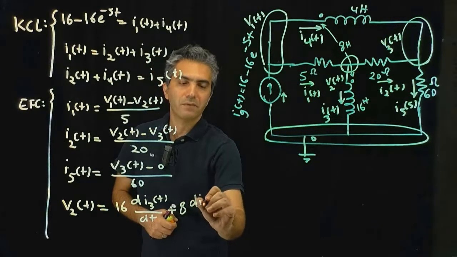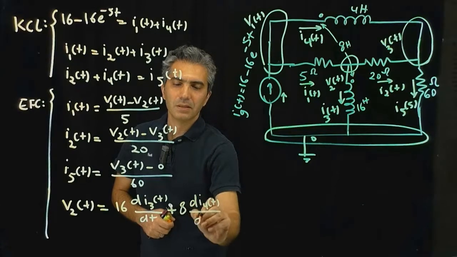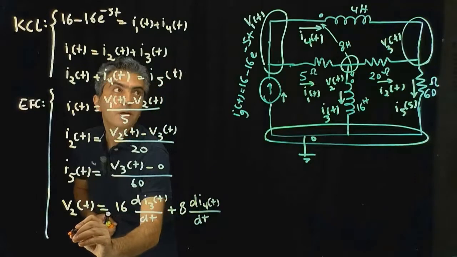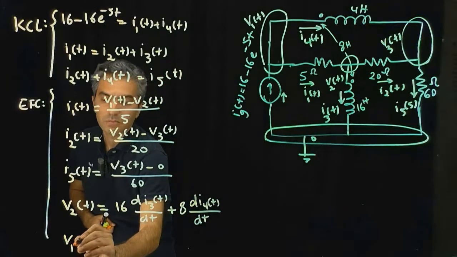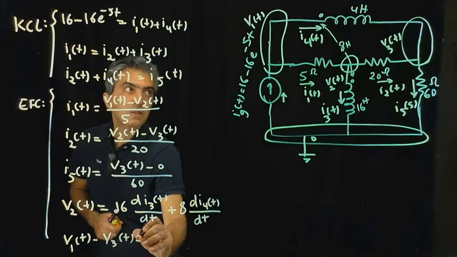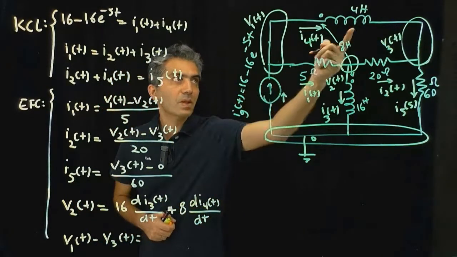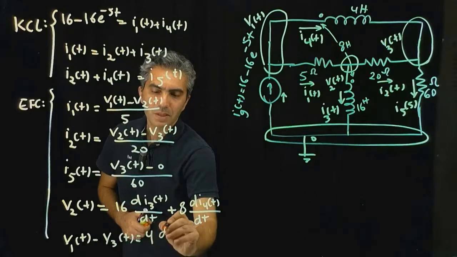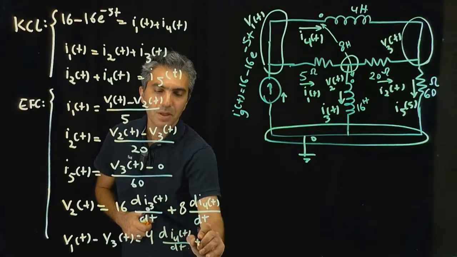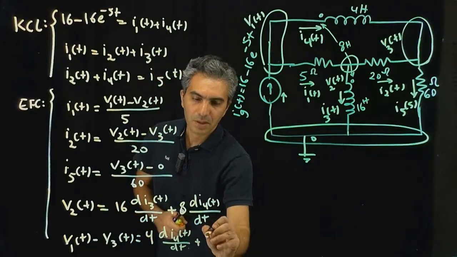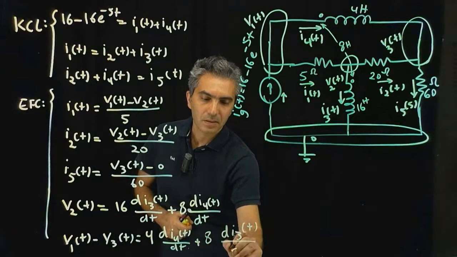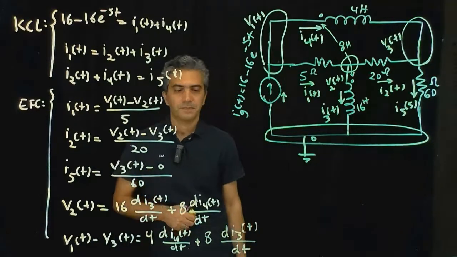times di4(t)/dt. And then finally, for that inductor up there, V1(t) minus V3(t) is equal to 4 Henry times di4(t)/dt, and again plus the 8 Henry di3(t)/dt.